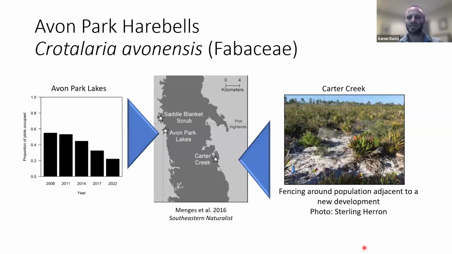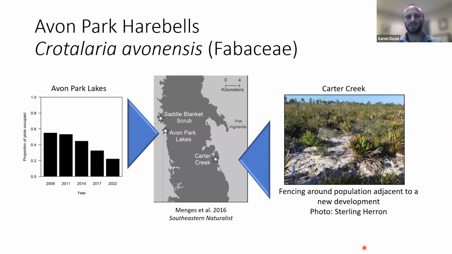This Carter Creek site is state property, and it's one of these state properties known as a mega parcel. Unfortunately, these mega parcels have a lot of privately held in-holding properties, and people will develop their property. In this case, a house went up just about 20 feet away from our population, so very, very close by. Even in these reserves, these populations aren't safe.